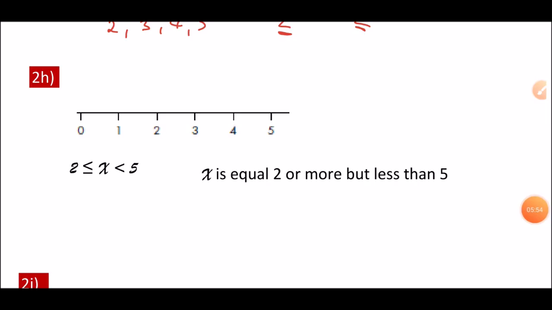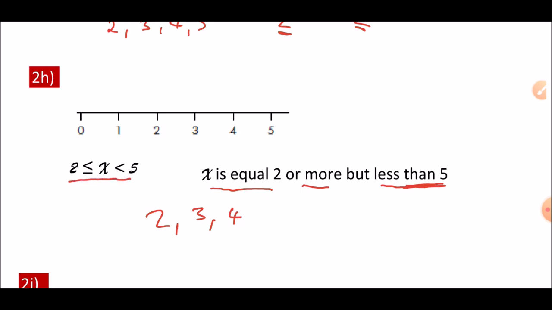But what about this situation? In this situation, for 2h, x is equal to 2 or more but less than 5. So the integers that fulfill this rule, x is equal to 2, that's fine, or more than 2, so it can be 2, 3 and 4, but it cannot be 5 because it said but less than 5. It didn't say equal to and less than 5, it said less than 5. So in this play center, children who are 2 years old, 3 years old and 4 years old can play. Or they might say children who are 2 or more but less than 5, and this will be represented like this. So 2 or more but less than 5.